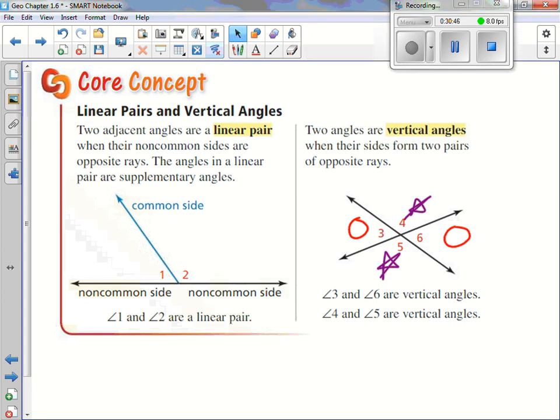Two angles that make a straight line are a linear pair. Linear pairs are supplementary angles because they add up to be 180. Vertical angles, when their sides form two pairs of opposite rays. 3 and 6, 4 and 5.